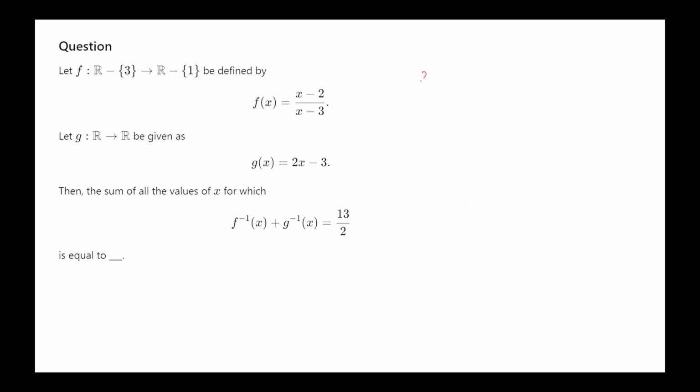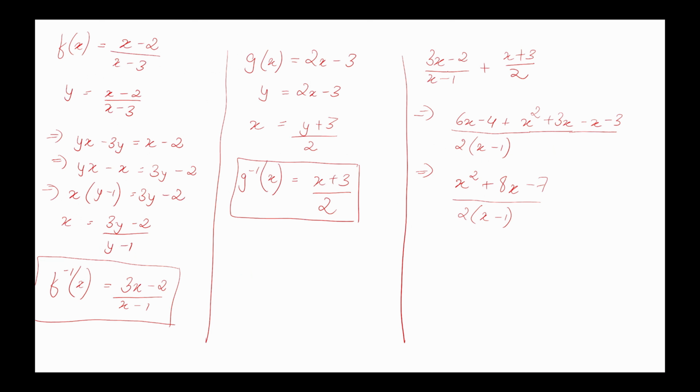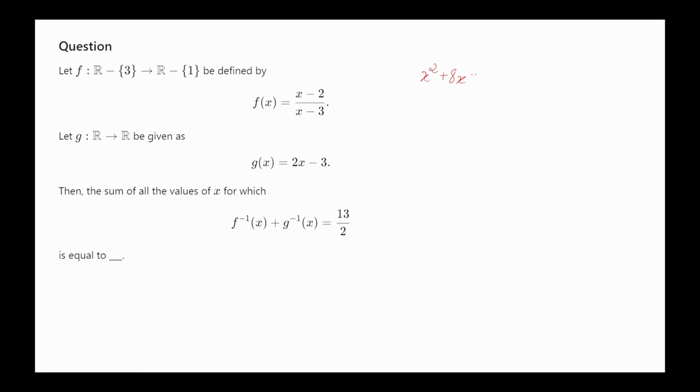So I have my function as (x square plus 8x minus 7) upon 2 times of (x minus 1). This is equals to 13 by 2. Now let me simply just cross multiply. 2 and 2 would get cancelled out, and if I cross multiply, I would get x square plus 8x minus 7 is equals to 13x minus 13.